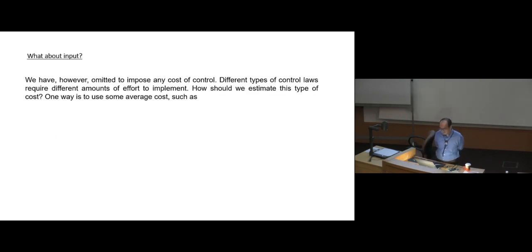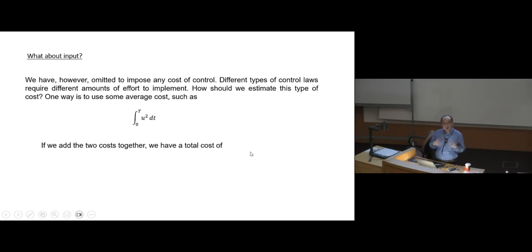But then what about the input, right? In that formulation, we haven't considered the input. We didn't consider the cost of the control. Different types of control laws will require different amounts of effort. So how should we estimate this type of control? One way, of course, is that I want the average cost to be small, right? So you want to say average cost. Well, then we take the integral of u squared.